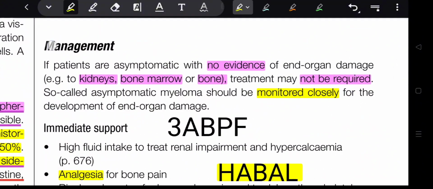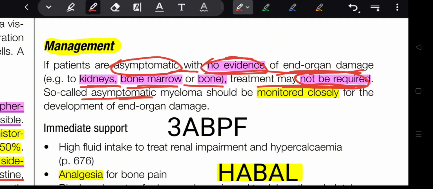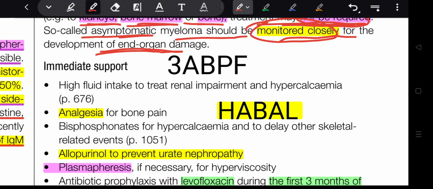Management. An asymptomatic patient with no evidence of organ damage, for example kidney, bone marrow, or bone, may not require treatment. So, no evidence of organ damage, no treatment required. So-called asymptomatic myeloma should be monitored closely for development of organ damage.